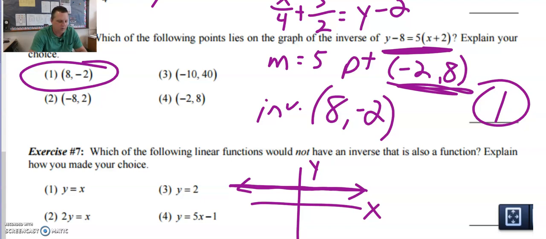So, which of the linear functions would not have an inverse that's a function? It would be this one right here, because its inverse would be a reflection over y equals x, which would be perpendicular like this, and it would fail the vertical line test. So choice 3 is the one that would not have an inverse that is also a function.